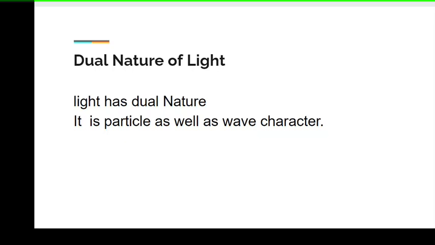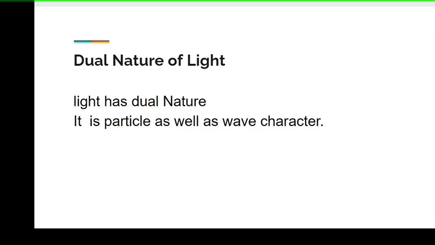Hello everyone. Today we are going to see the dual nature of light and the de Broglie hypothesis. First of all, we'll see the dual nature of light. Light has dual nature. That is, it has particle as well as wave character.